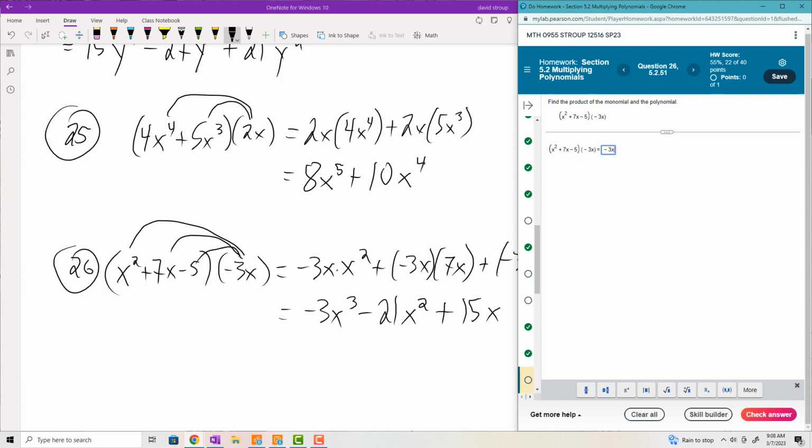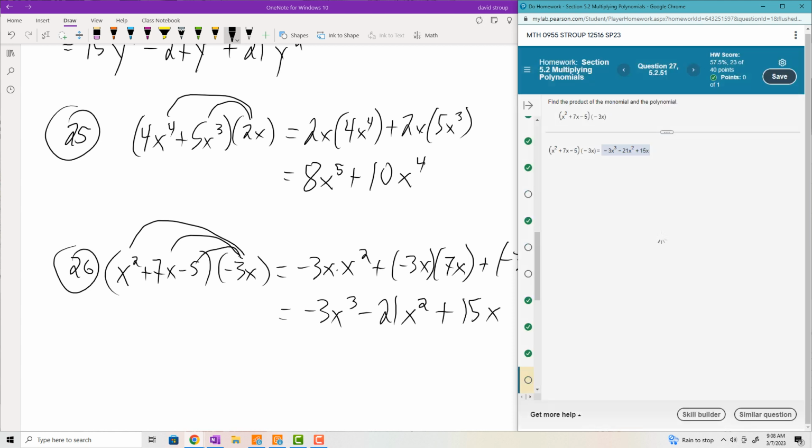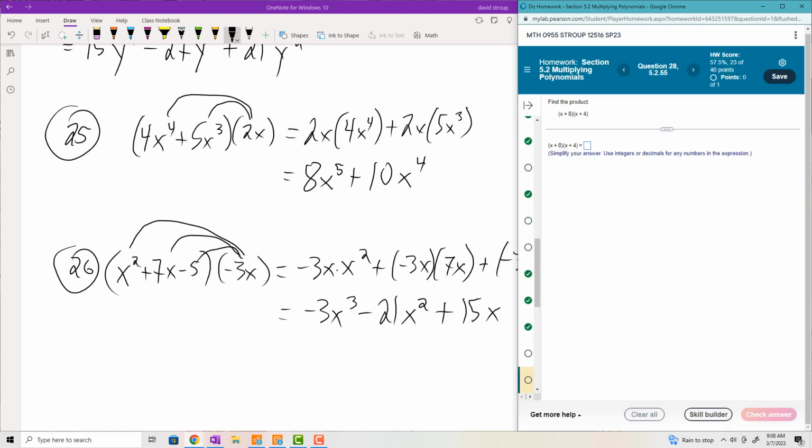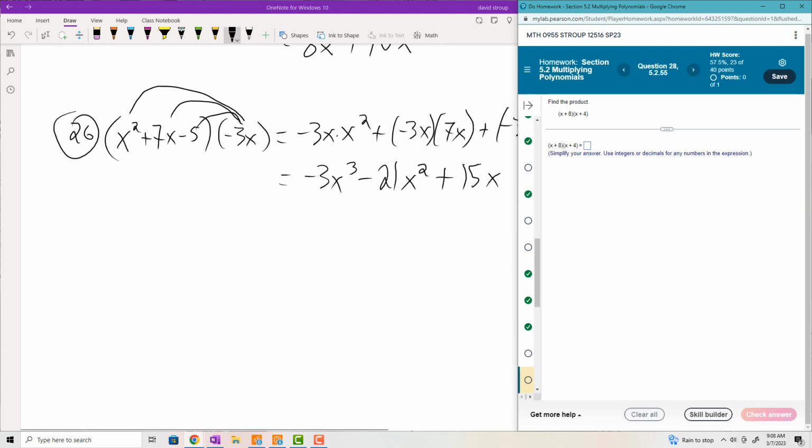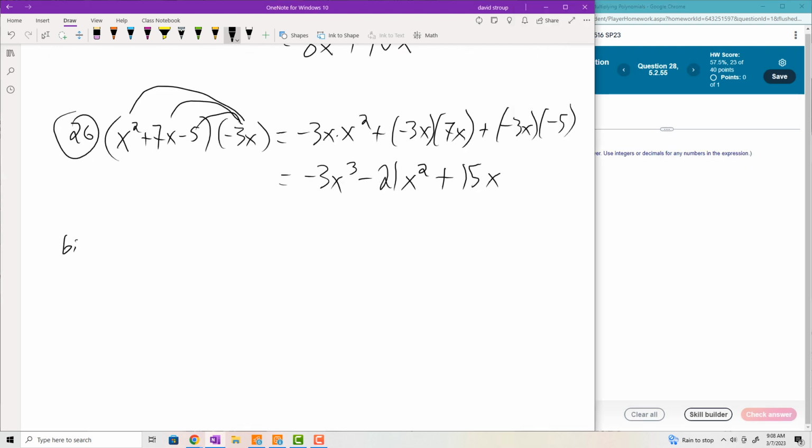So negative 3x to the 3rd minus 21x squared plus 15x. Okay. Oh, more of the same. Okay, so now we're on to binomial by binomial.